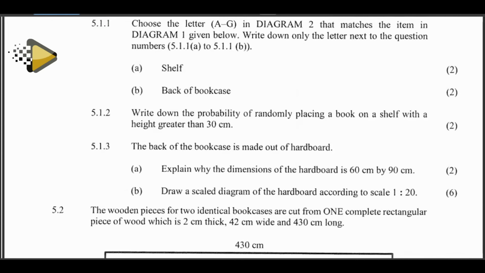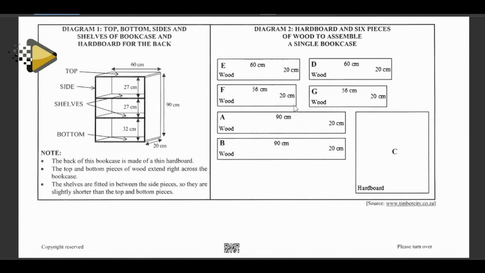So we got to know which block represents the shelf. The blocks that represent the shelves are these ones here. Why? When you come here, they say the shelves are fitted in between the sides, so they are slightly shorter than the top and the bottom piece. So slightly short, this is 60, this is 56, 60, this is 56. So one of this is the top and the other is the bottom, making this shelf shorter than that.